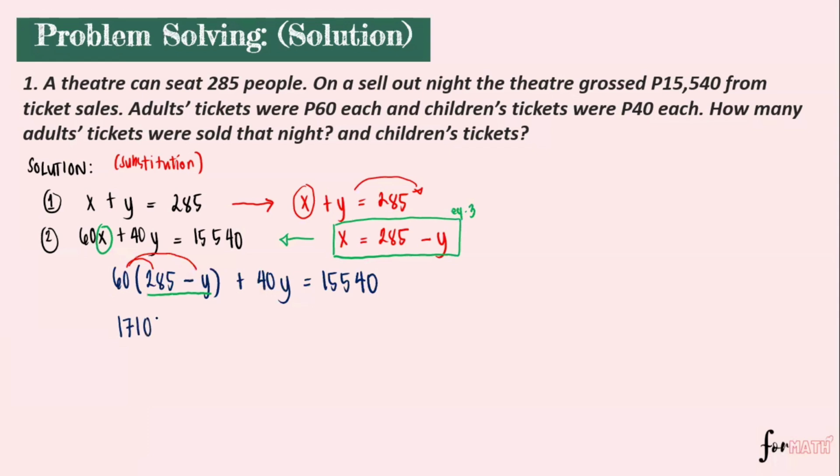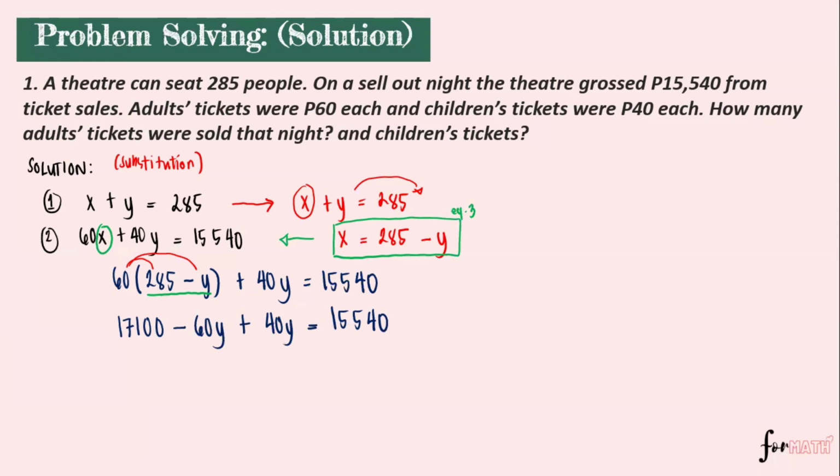Okay, next is 60 times y. So you have negative 60y. Alright, and then just copy plus 40y equals to copy 15,540. Alright, next is, as you can see, we can now combine like terms.